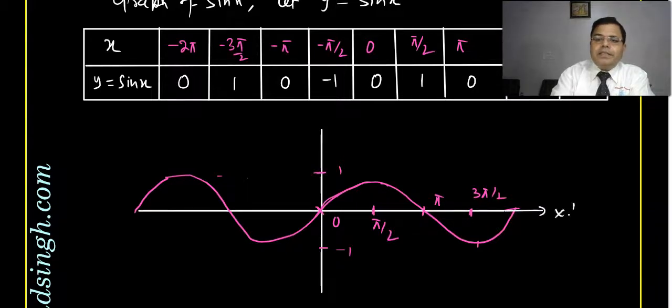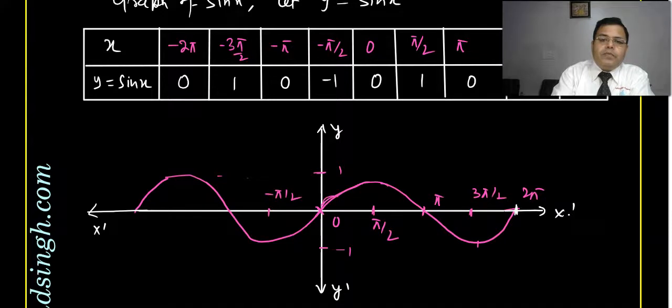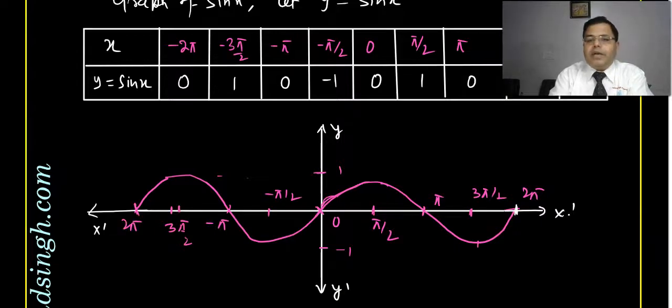And this is the x axis, this is the y axis, that will be x dash, this will be y dash. So this will be 2 pi as well. The value is 2 pi. So 2 pi, pi by 2, there is minus pi by 2, this is minus pi, here is 3 pi by 2, the value is 1, and this is 2 pi. So the graph of sin x will be like this.